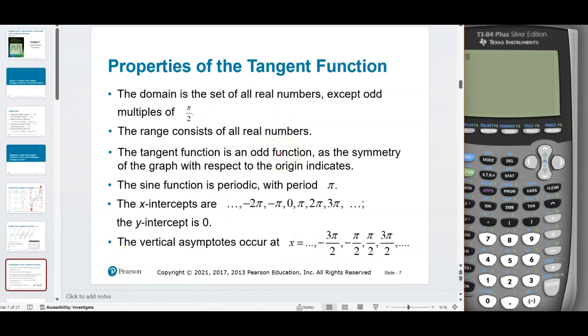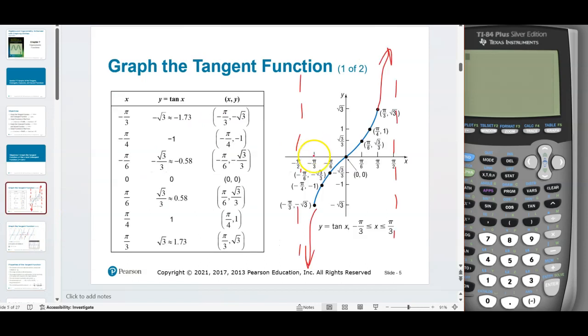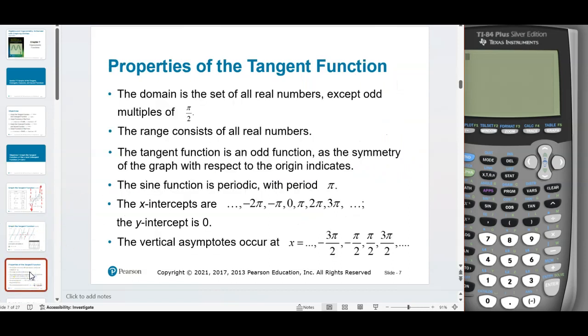So all the real numbers have an output except for those odd multiples of pi over 2 like we mentioned. The range consists of all real numbers, meaning in between each of these asymptotes, we go down to negative infinity, we go up to positive infinity in between each one, and each one is separated by pi units. So negative pi over 2 to 0 is pi over 2 units, 0 to pi over 2 is another pi over 2 units. So adding those together, we get a total of pi, and that means that the period of the tangent function, and also going to be the cotangent function, is going to be pi.